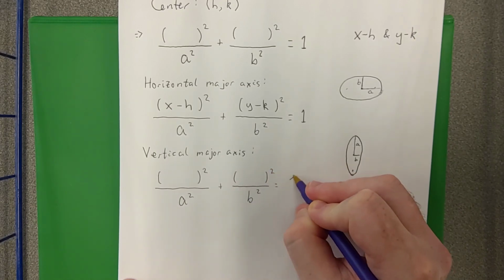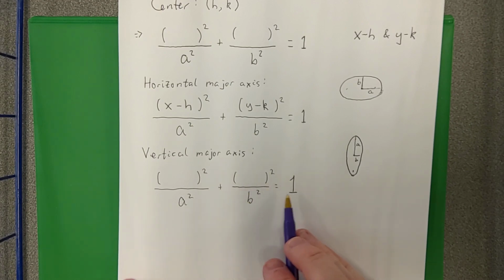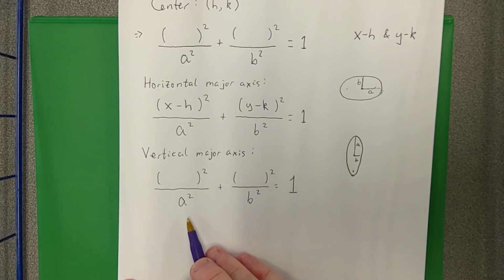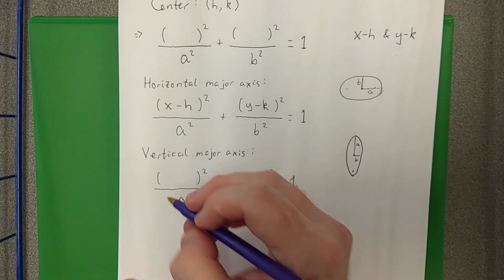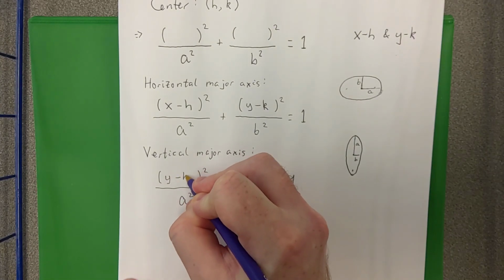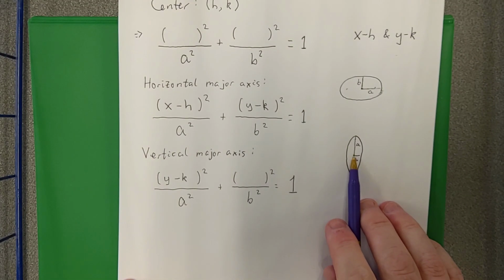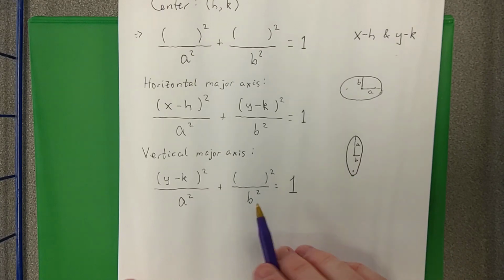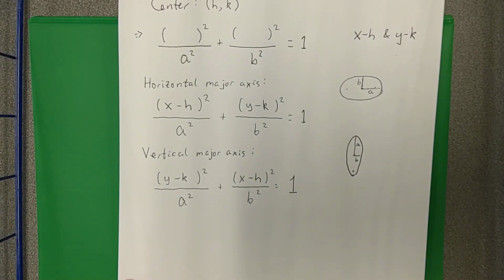So standard form, once again, is going to look like something squared over a squared plus something squared over b squared is equal to 1. This time, though, a is a vertical distance, so I want to associate that with the vertical variable. That'll be y minus k. Then associated with the horizontal distance, we would want our horizontal variable. That'll be x minus h.